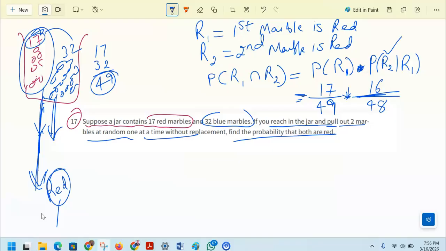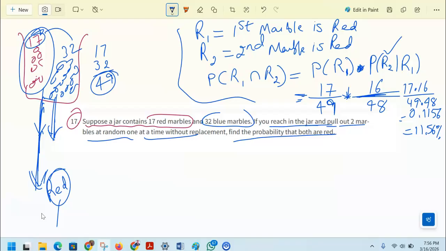Okay. And if we do simple math here, using the calculator, 17 times 16, and you divide by 49 times 48, you end up getting 0.1156. So that is like 11.56%.